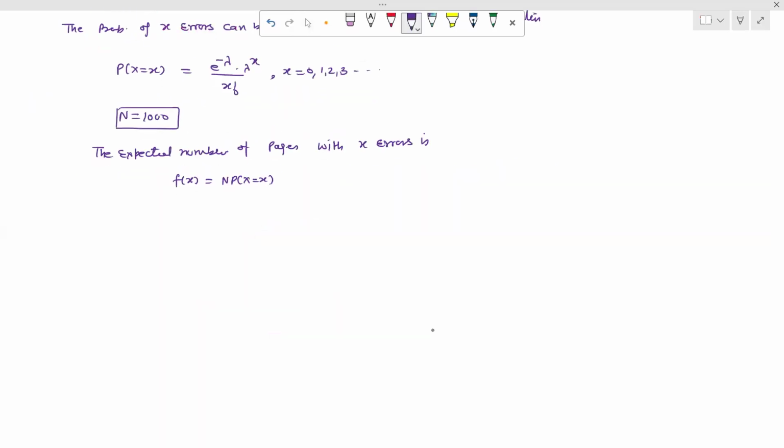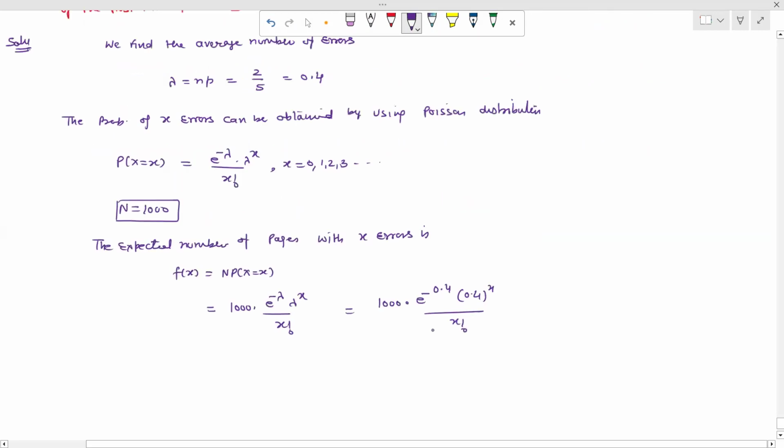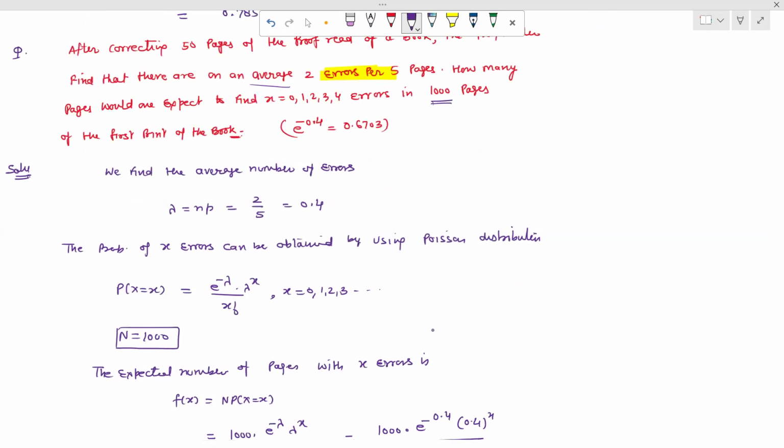So we can write this as 1000 into e raised to the power minus lambda, lambda raised to the power x upon factorial x. When we put the value of lambda, this can be written as 1000 into e raised to the power minus 0.4 into 0.4 raised to the power x upon factorial x. Now we start finding the errors, for x equal to 0, 1, 2, 3, and 4.